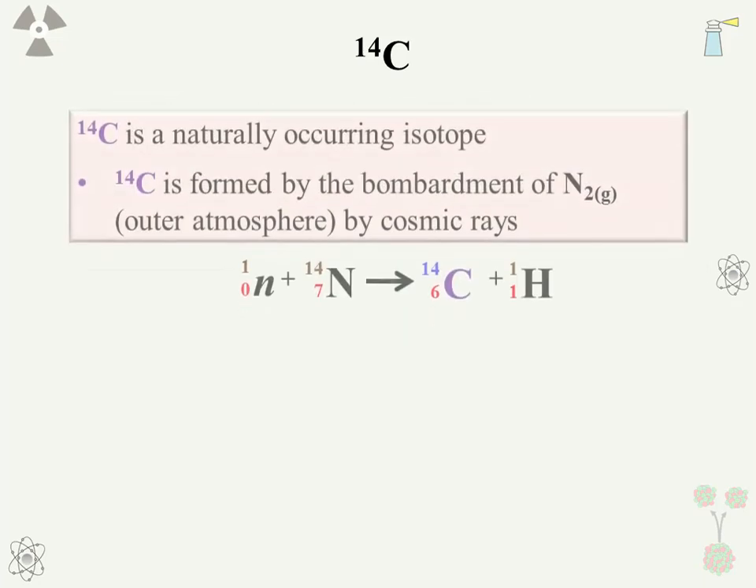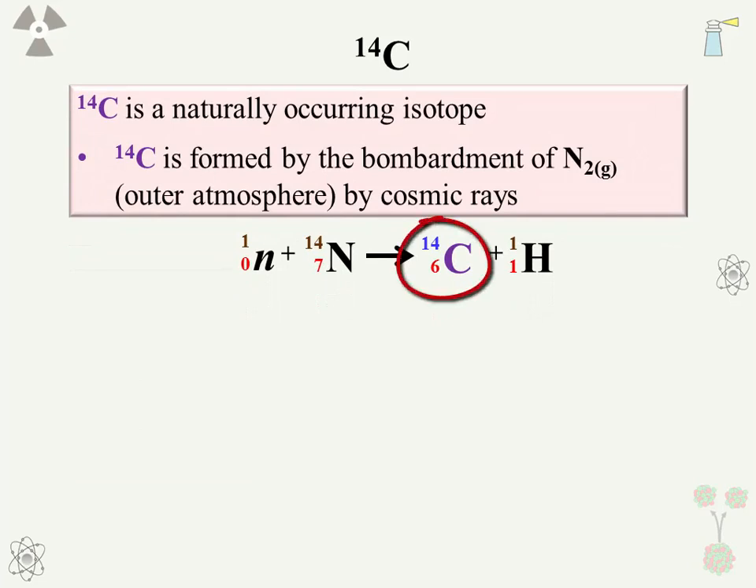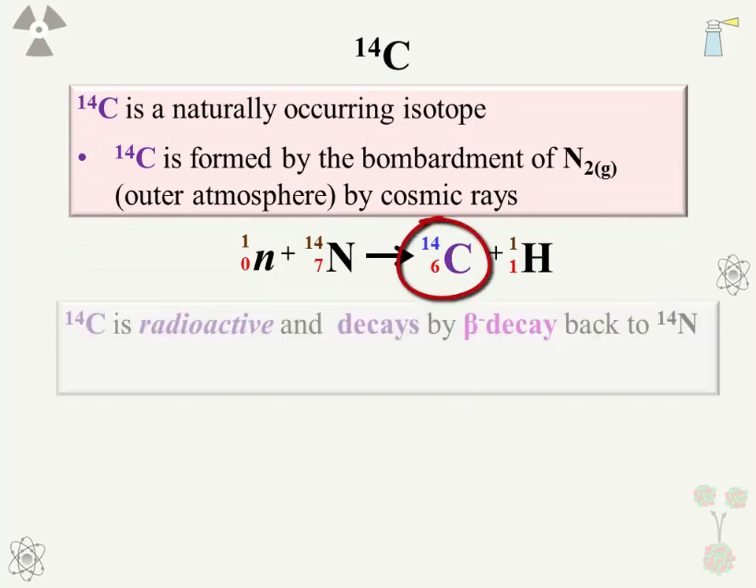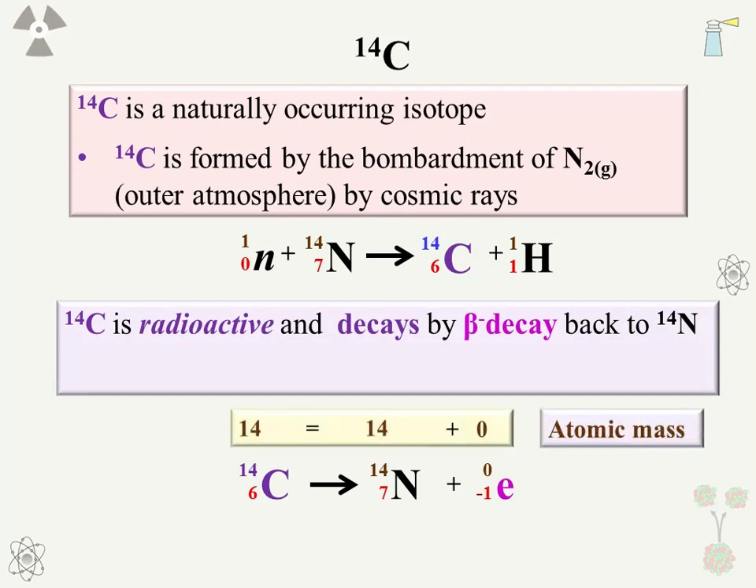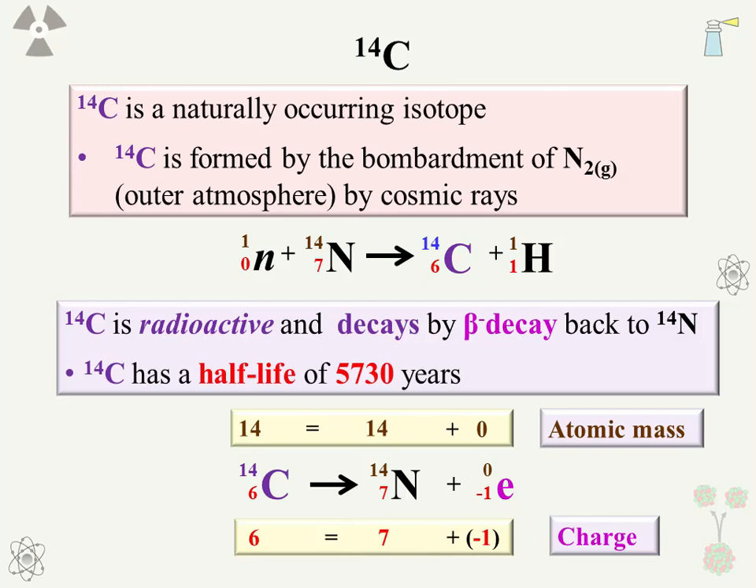How does this carbon-14 radioisotope decay? It is a beta decay back into nitrogen. Is this decay equation balanced? Atomic mass looks balanced. Charge is balanced if we remember that with an electron we're adding a -1 charge. So yes, it is balanced. The decay has a half-life of 5,730 years.